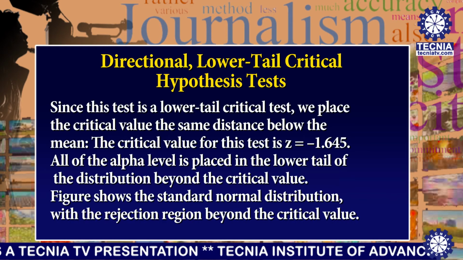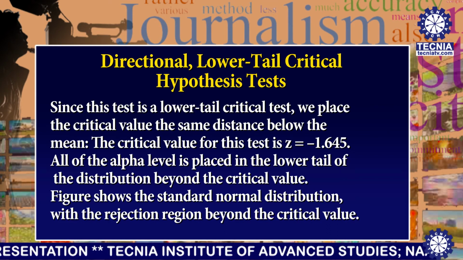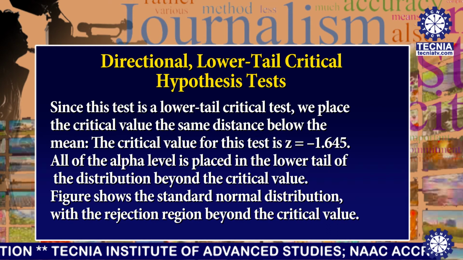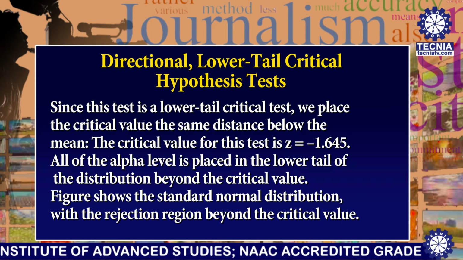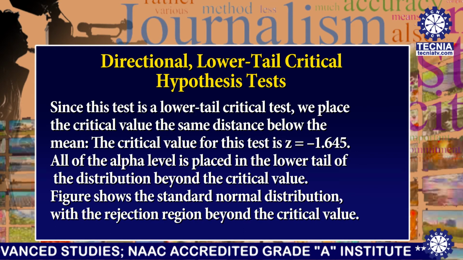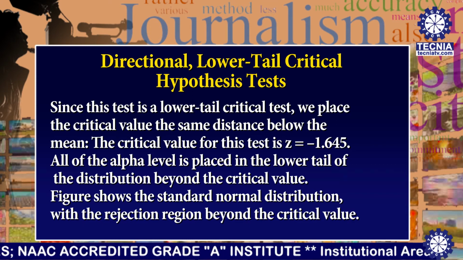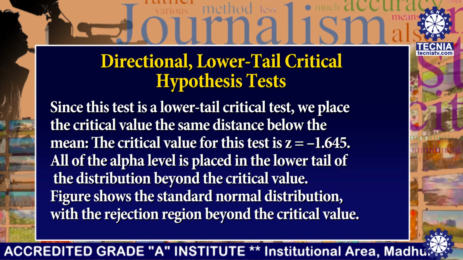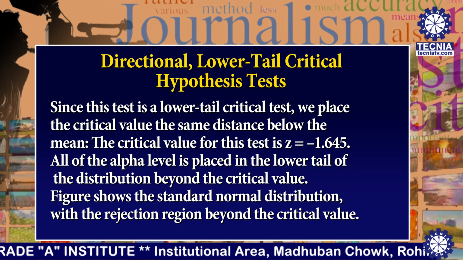Since this test is a lower tail critical test, we place the critical value the same distance below the mean. The critical value for this test is Z equal to minus 1.645. All of the alpha level is placed in the lower tail of the distribution beyond the critical value. The figure shows the standard normal distribution with the rejection region beyond the critical value.